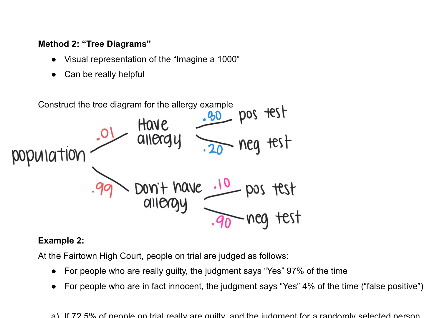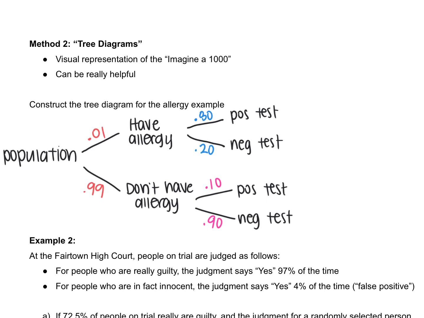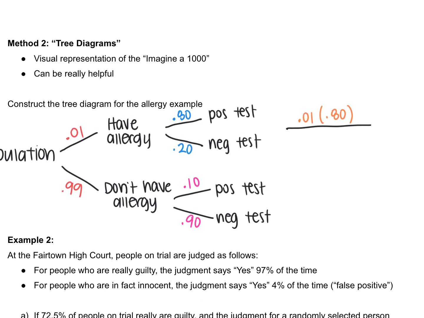Now to find the percentage that a positive test means you actually have the allergy, you are going to do a fraction. The way that this works is my numerator is positive, have the allergy, and tested positive. So that's going to be multiplying 0.01 times 0.80 because you have the allergy and you tested positive. My denominator has to be the probability that you test positive.